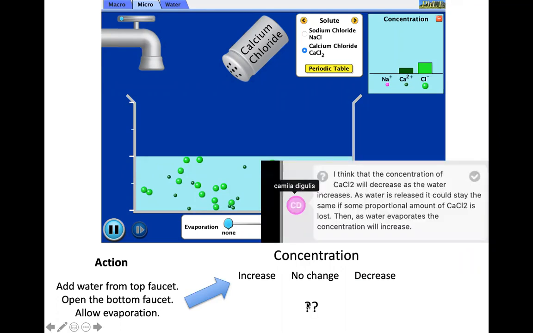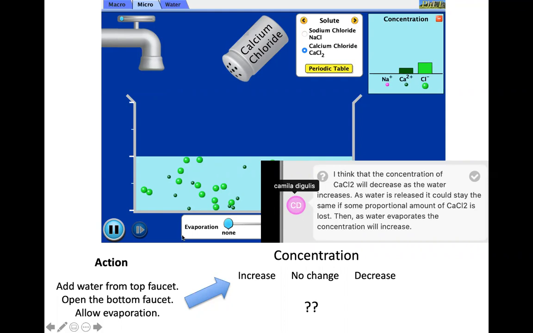Really nice job within your analysis. This idea that, okay, I think the concentration would decrease if you add more water to it. Because after all, the concentration involves a ratio of the solute and the solvent. So if we keep the same amount of calcium chloride but add more water, it's going to become more dilute. The concentration would go down. If the water is released from the bottom in the same proportion as the calcium chloride leaves, it doesn't change the concentration. And then with evaporation, if the solvent leaves, then we see an increase.